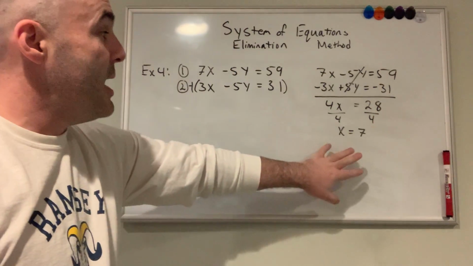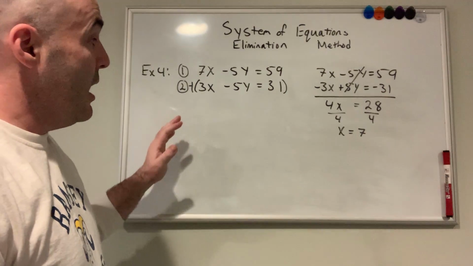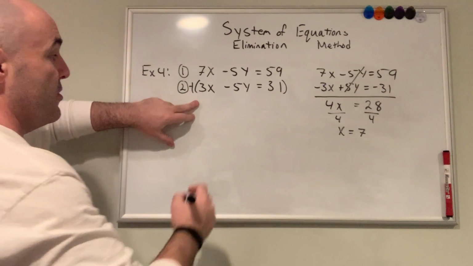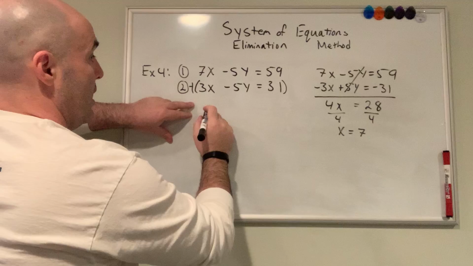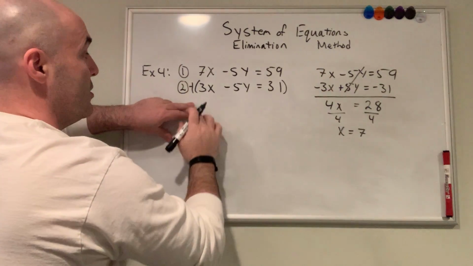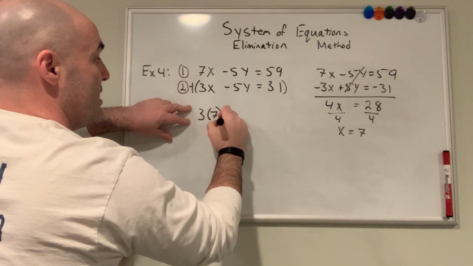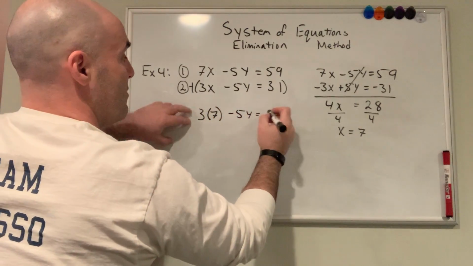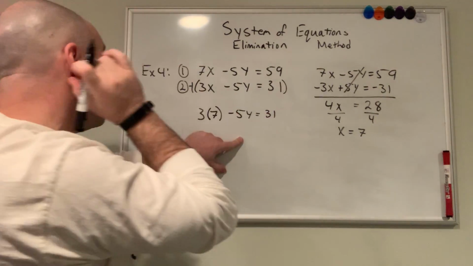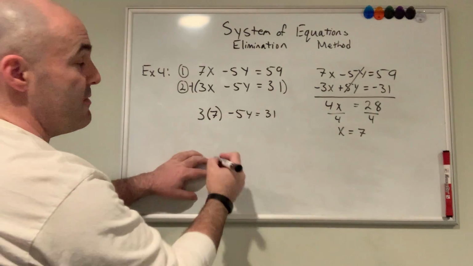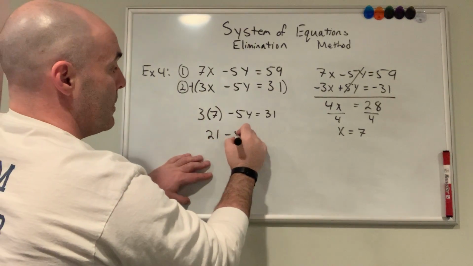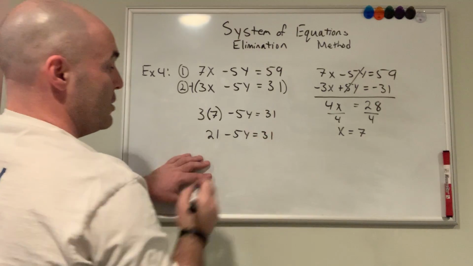Now I can take that back to either equation. I'm gonna bring it back to the bottom one. I can go to the changed one or I can go to the original one. I'm gonna go to the original. This is 3x, or 3 times 7, minus 5y is equal to 31. So 3 times 7 is gonna give me 21 minus 5y equals 31.